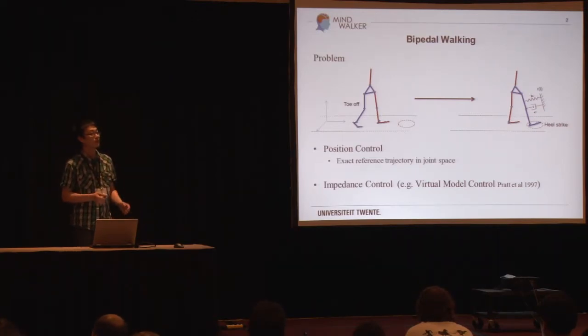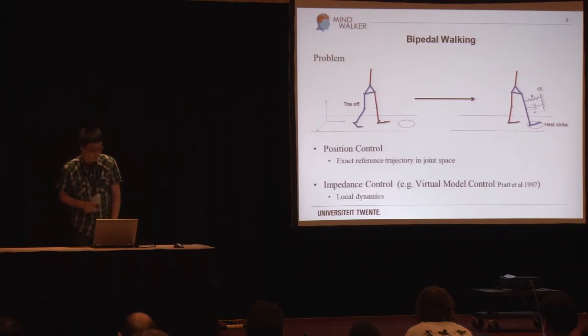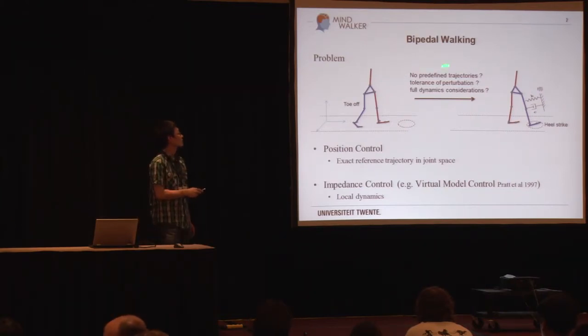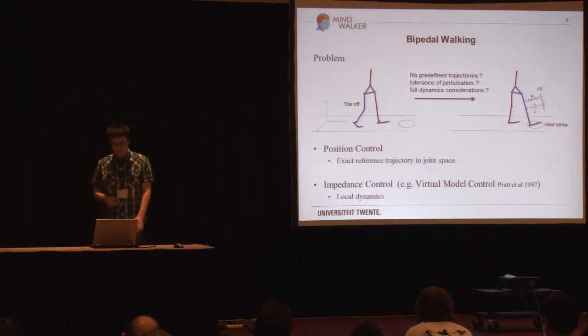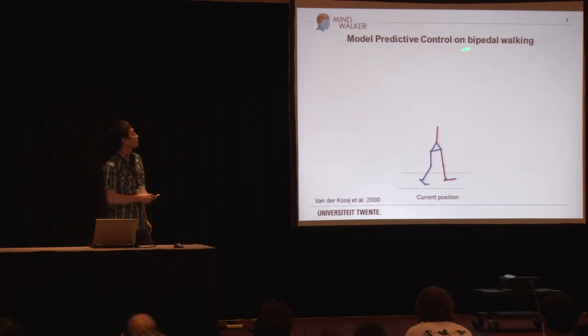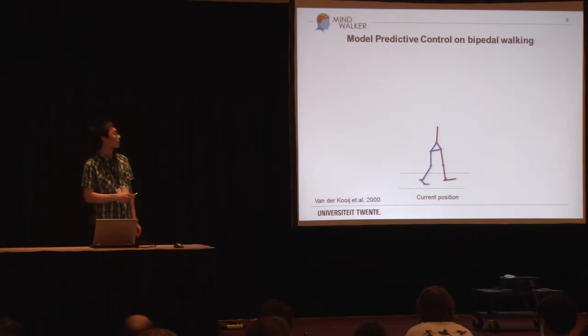But sometimes when we want to go to really complex motions, we need to coordinate all the body dynamics. So we have to consider the whole body dynamics. So is there a solution that provides functions like no predefined trajectories, tolerance of perturbation, and also considers the full dynamics? What we provide, as many groups already have, is model predictive control. We use model predictive control to calculate the desired gait patterns, and also calculate the desired torques to make this robot work.